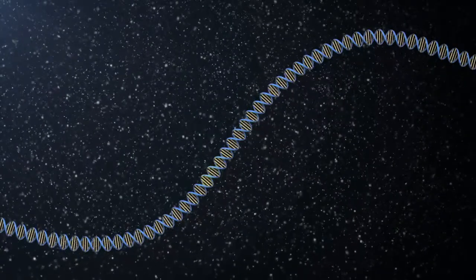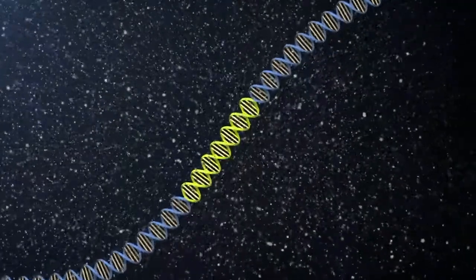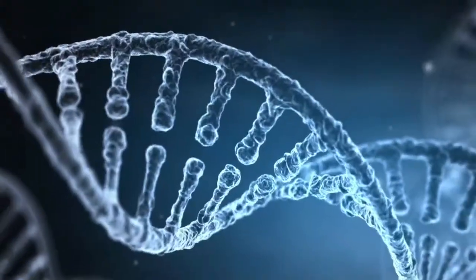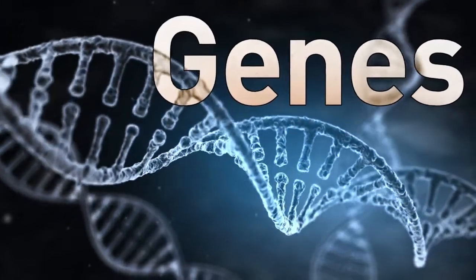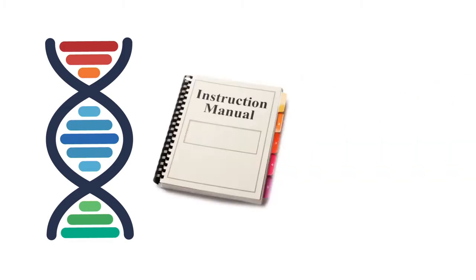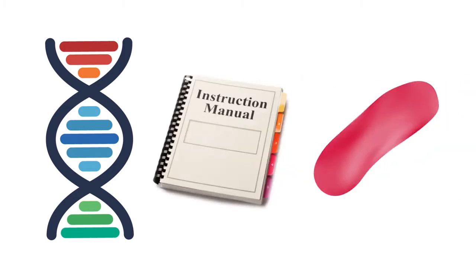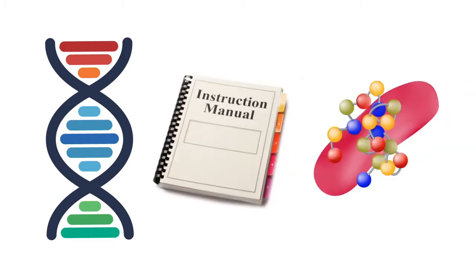Different segments of the sequence contain instruction sets for different functions. These individual segments are sometimes referred to as genes. In this example, a segment of the DNA sequence provides instructions for a pathogenic bacterial cell to make a protein.